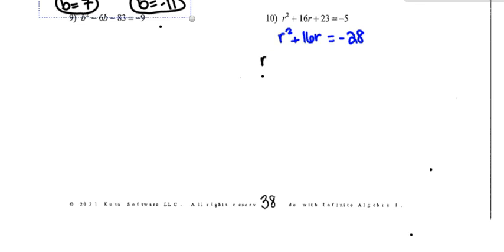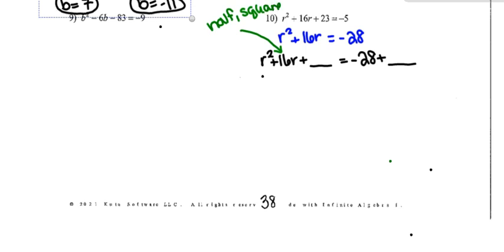My next step is to go ahead and complete the square by adding that mystery number to both sides. And again, I find that mystery number by taking half of that 16 and squaring it. So that ends up being 64 because half of 16 is 8, and when I square 8, that's where I get the 64 from. This will factor into r plus 8 times r plus 8. Combining the terms on the right side gives me 36.